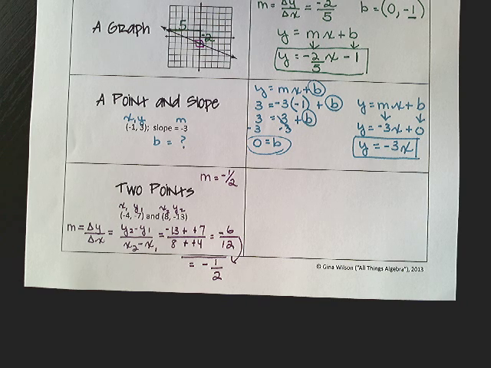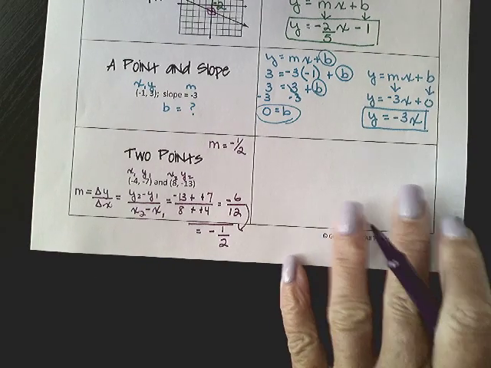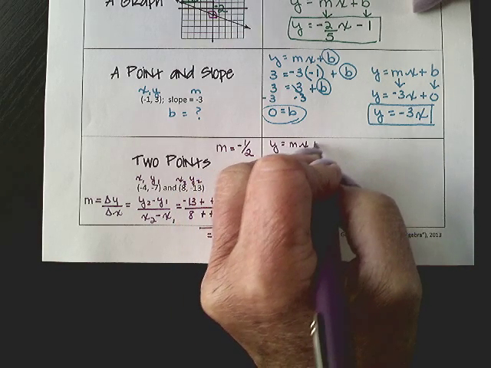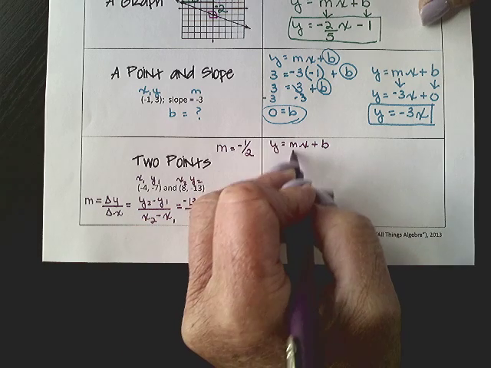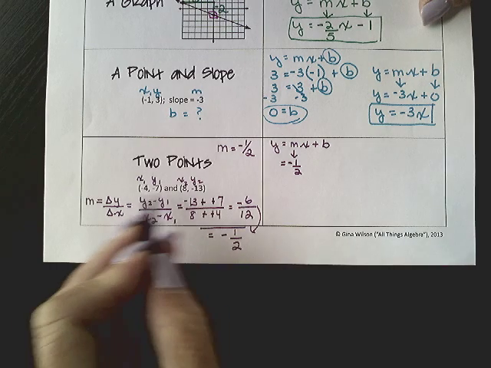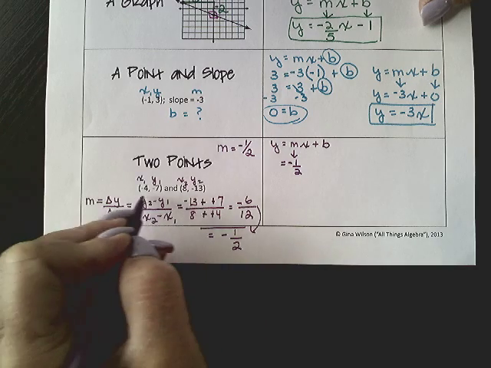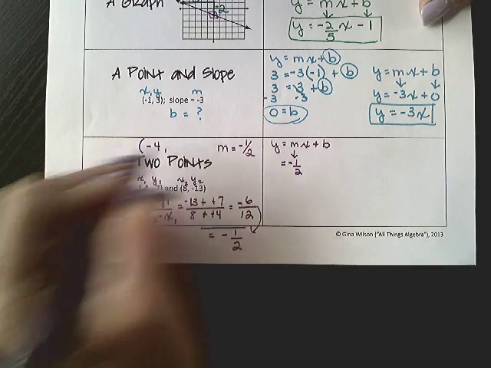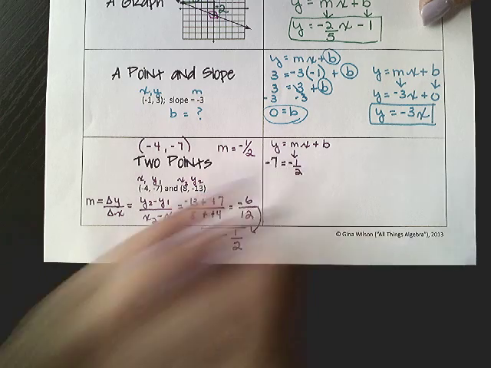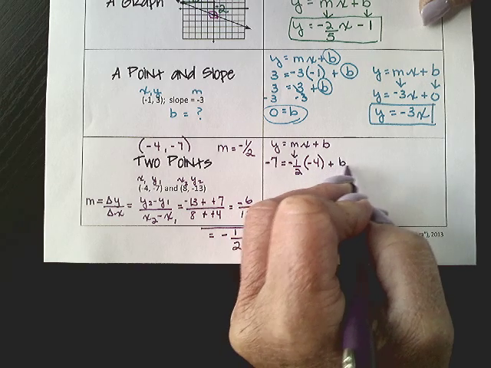Now we have to find b, just like we did in the example above. Okay, so we're going to do y equals mx plus b. Now I know my slope is negative 1 over 2. Now I can choose either one of those 2 points to use as my x and y. I am going to go ahead and use negative 4, negative 7. So negative 7 is my y, and negative 4 is my x. And I'm looking for b.